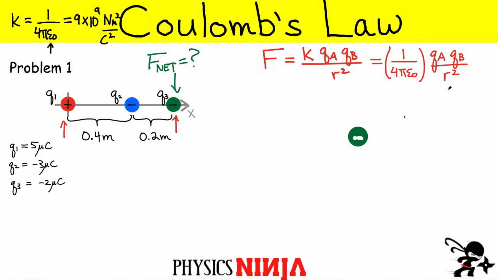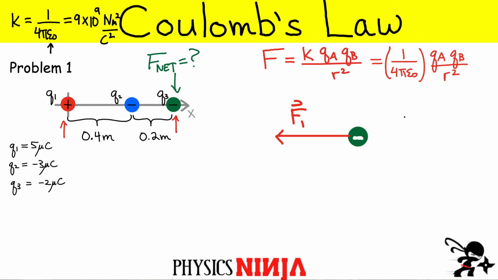What is the direction of that force between Q1 and Q3? Q1 is a positive charge and Q3 is a negative charge, which means they are attracted to each other. So if I go ahead and draw the force, that means Q3 wants to get closer to Q1. There is an attractive force there. So we're going to call this force F1. So the direction has to be to the left because it's attracted to Q1.